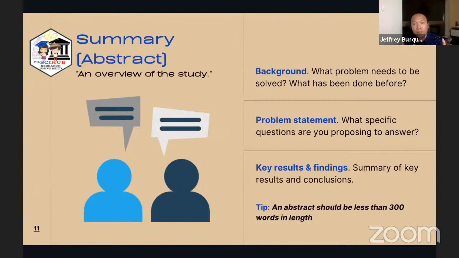And then secondly is the problem statement. So what specific questions are you proposing to answer, or what specific questions have you answered in this study? And then the third part here is key results. So a summary of your conclusion. So usually we limit an abstract to about 300 words po in length. So kapag medyo mas humaba na dyan, medyo hindi na siya maganda.